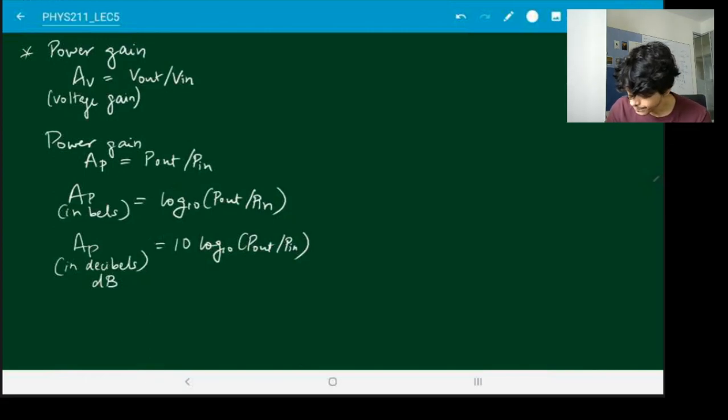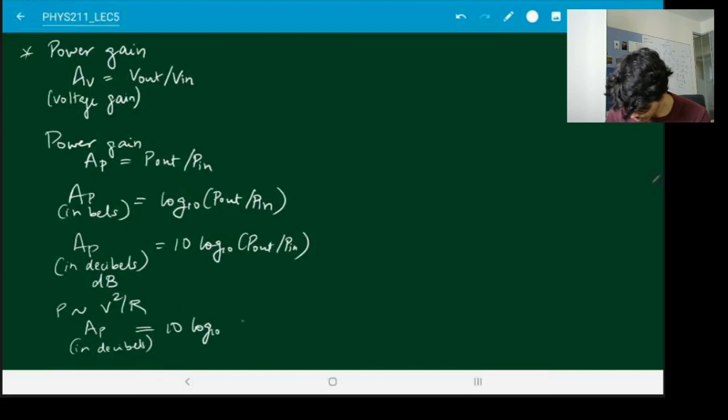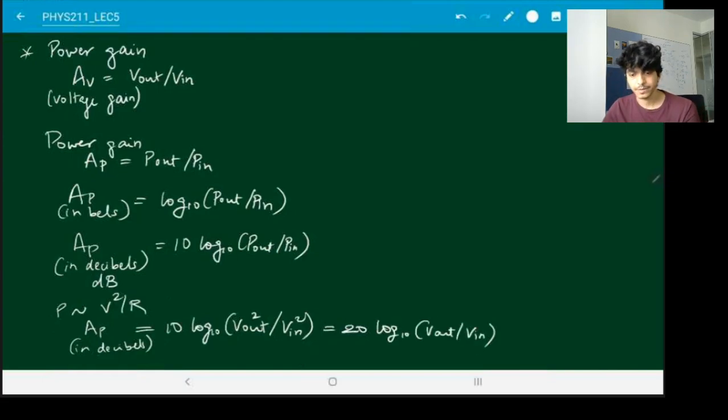Now if you remember, power typically goes as V square over R. So for a given resistance, if you want to define AP in decibels, it is given by 10 times log 10 V out square over V in square, which is 20 log 10 V out over V in.